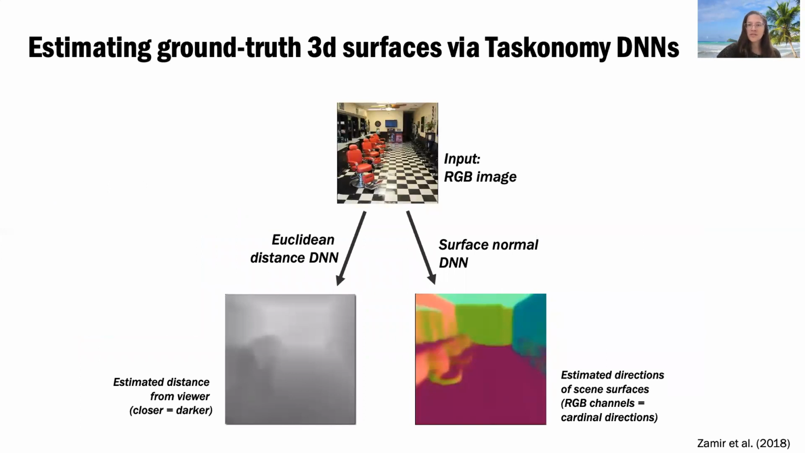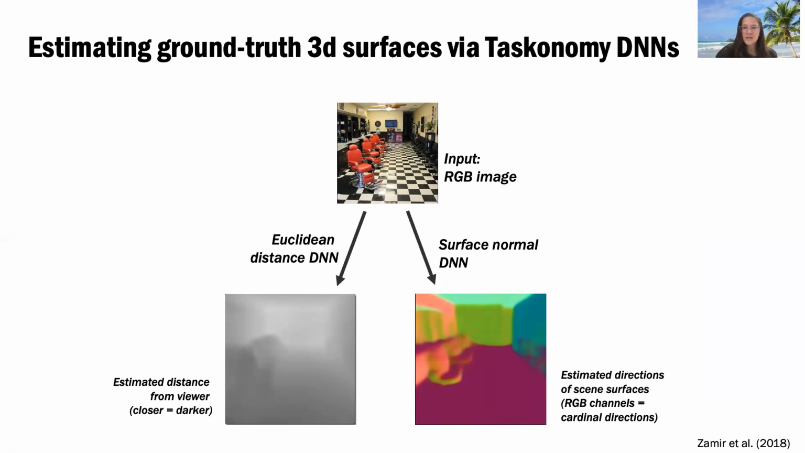So I used 2 DNNs trained to output the distance and surface direction info, and these were from the Taskonomy project. So basically, we just inputted regular RGB images and were able to output estimates of the distance each pixel was from the viewer. So that's here on the left, and then also the direction that the surface in each pixel was pointing. And we weren't sure how well this would work at all, since there were some differences between the images the networks were trained on and the images that we wanted to estimate for. But it looks like they did a good job.